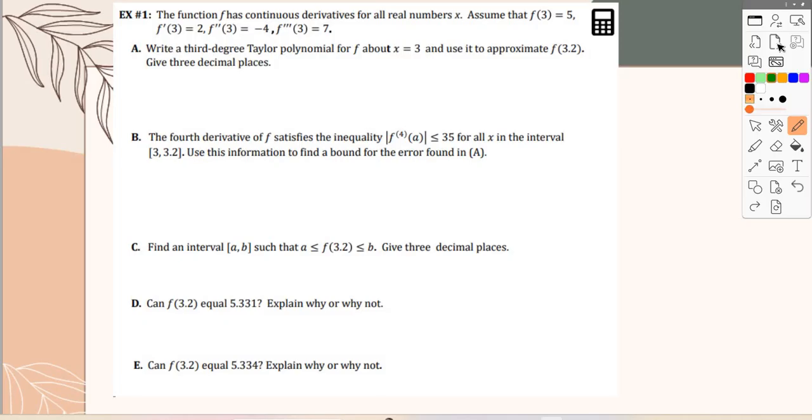So what does the about x equals 3 mean? That's our center. That's what we're centered at. So this is a Taylor polynomial and not a Maclaurin because we are centered at 3 this time instead. Which is why they give us our f primes and f of 3. So I'm looking for p sub 3.